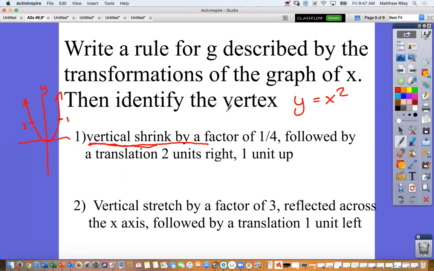So if I'm trying to translate that or write a rule for G, by the way, write a rule for G, that just means G of X equals. Well, if I want a vertical shrink by a factor of 1/4, and I know it's going to look something like this, what's my A value here going to be? 1/4. Yeah, and this is real simple, 1/4. So it's followed by a translation 2 units right. So what goes in the parentheses? X minus 2. And then 1 unit up is just +1.